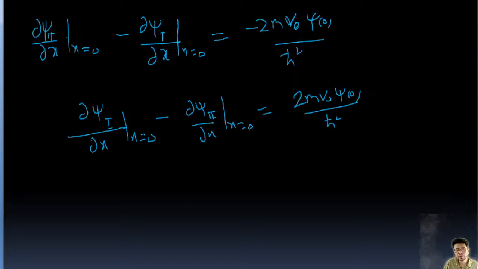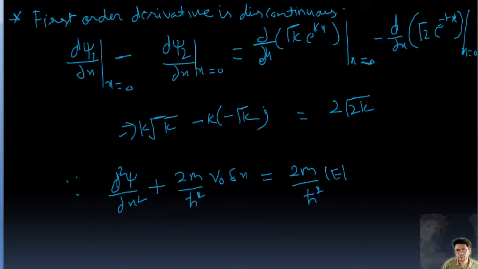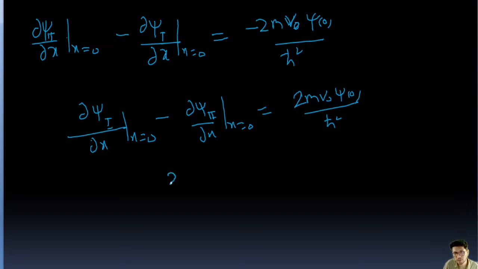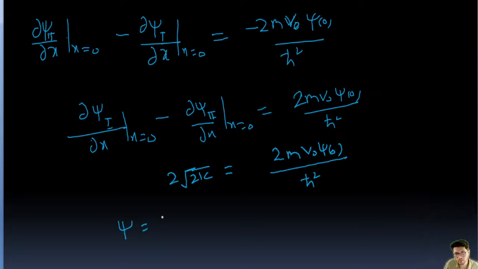Now this discontinuity we have already found, right? There is a discontinuity of this one, this value. So 2 root 2k is going to be 2m v naught psi naught upon h cut square, and the value of psi naught we know, because the value of psi is this one, psi equal to root k e to the power minus k mod x. This is psi x.